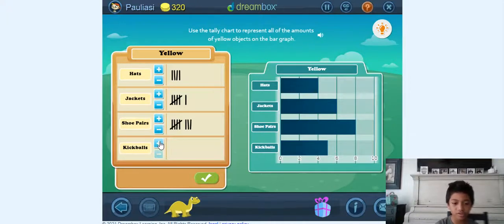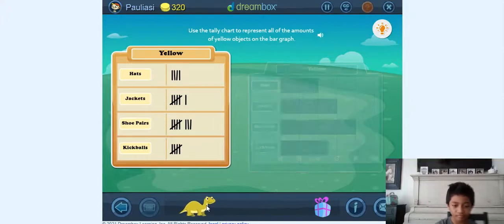Then we go into kickballs. There are 5. If you don't really understand this, if it's in the middle, that's the middle of it. So 4 and 6, the middle of that is 5. That means this will be 5. And if it's right at a number, that means that's how many it is. So strip mark.